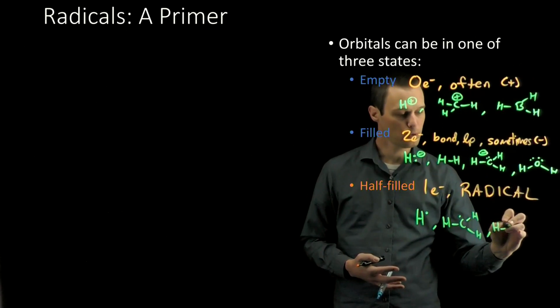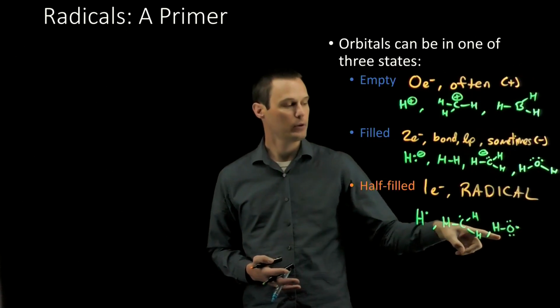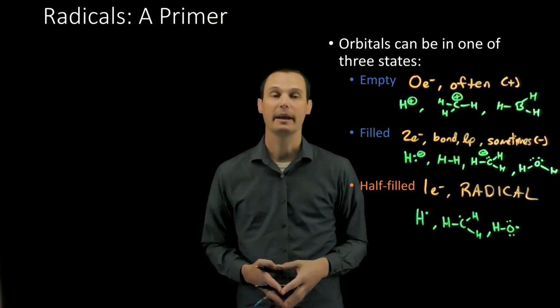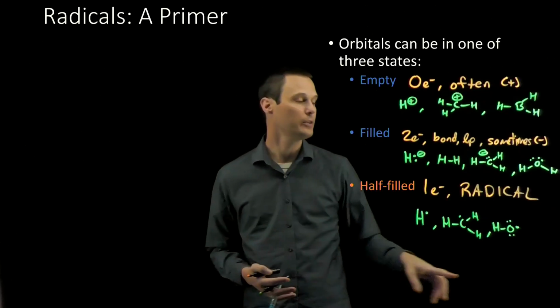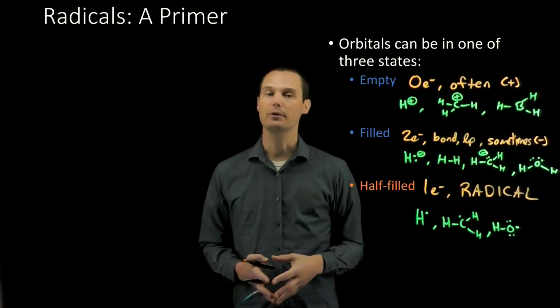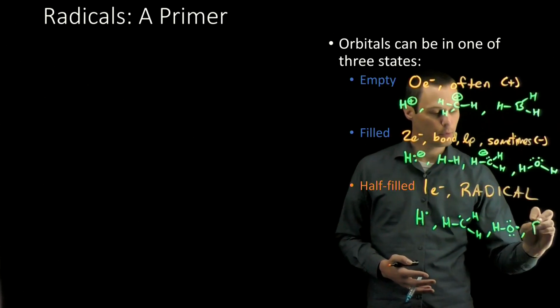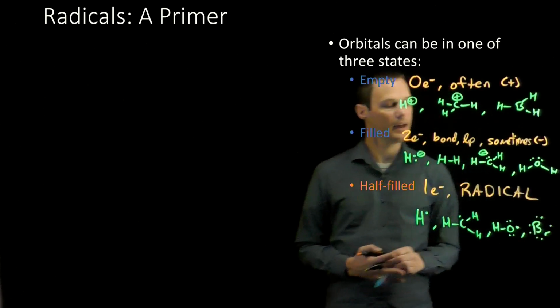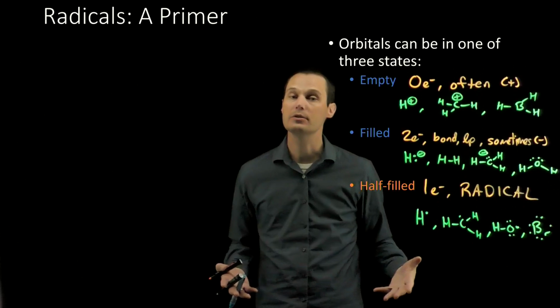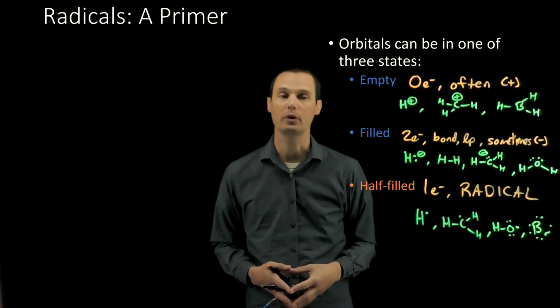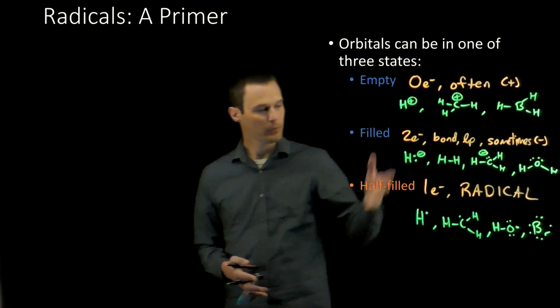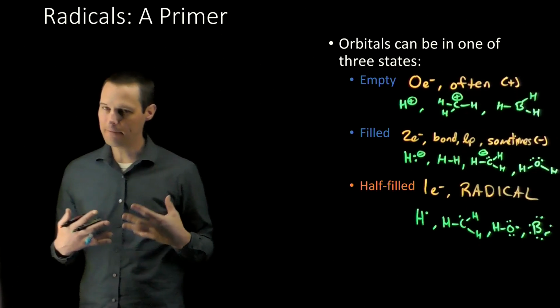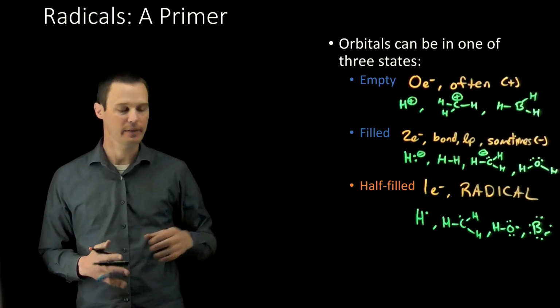Or we could have the hydroxyl radical. Oxygen's forming a bond to hydrogen. That orbital has 2 electrons in it. Oxygen has 2 more orbitals with lone pairs. Those are filled. But it has 1 more orbital that's only half filled with only 1 electron in it. Or we can have a bromine radical. Bromine here has 3 orbitals that have lone pairs, and so those are filled, and 1 orbital that has only 1 electron in it and is half filled. So the 1 electron system, the half filled orbital, is called a radical, and that's the subject of this video.